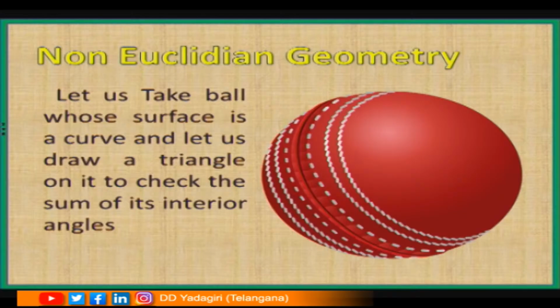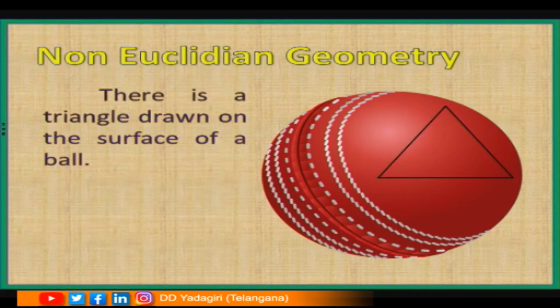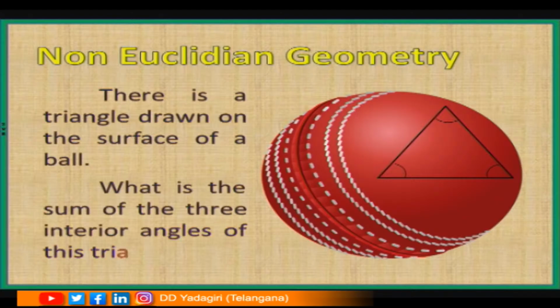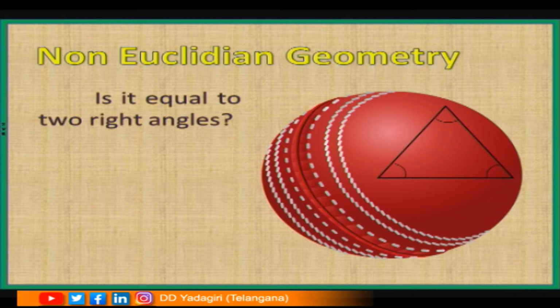This is a ball, you are able to see, is it right? And now I have drawn a triangle on it. There is a triangle drawn on the surface of a ball. Now you are able to see the three angles on it, which are interior angles of the triangle. Now what can you say about the sum of these angles? What is the sum of the three interior angles of this triangle drawn on the surface of a ball? Is it equal to two right angles?